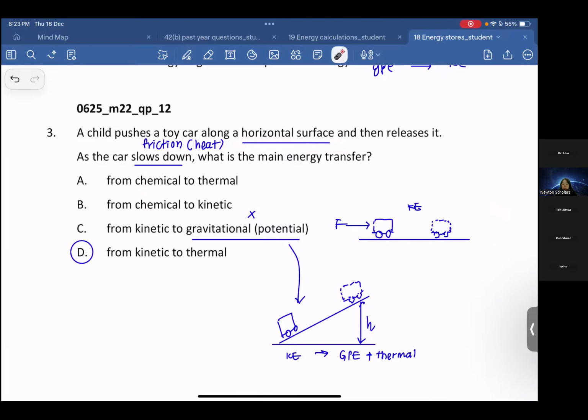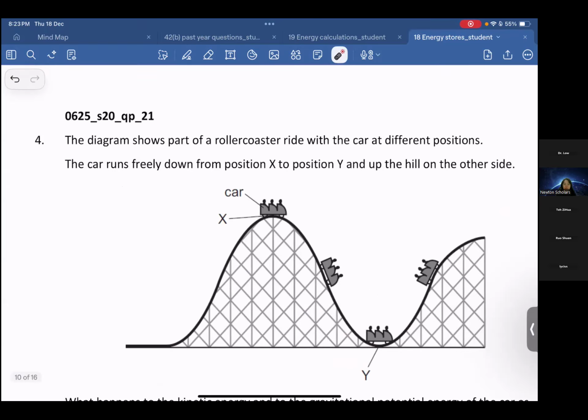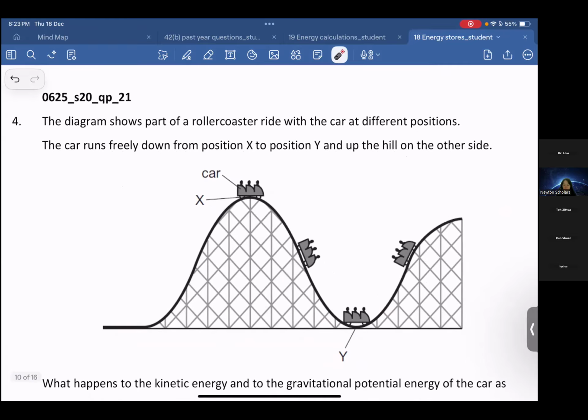It's kinetic to thermal. Okay, is it okay, dear? If no question, we go to page number 10. Is it okay? Okay, Hui Tong okay. Megan okay. Okay, then we go to question number 4.